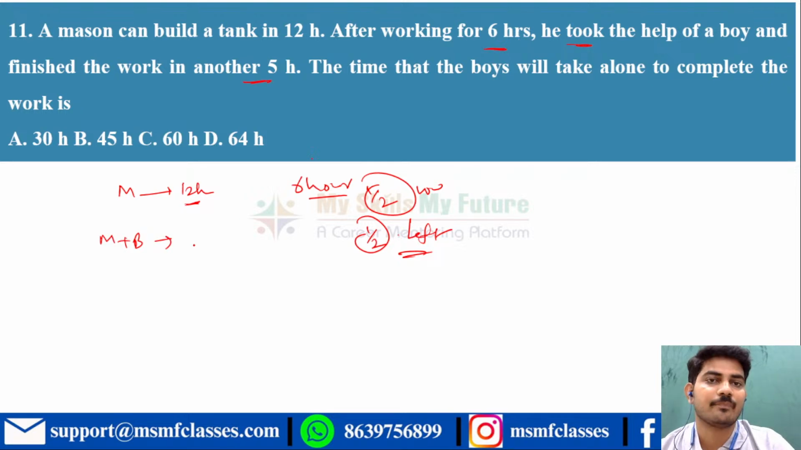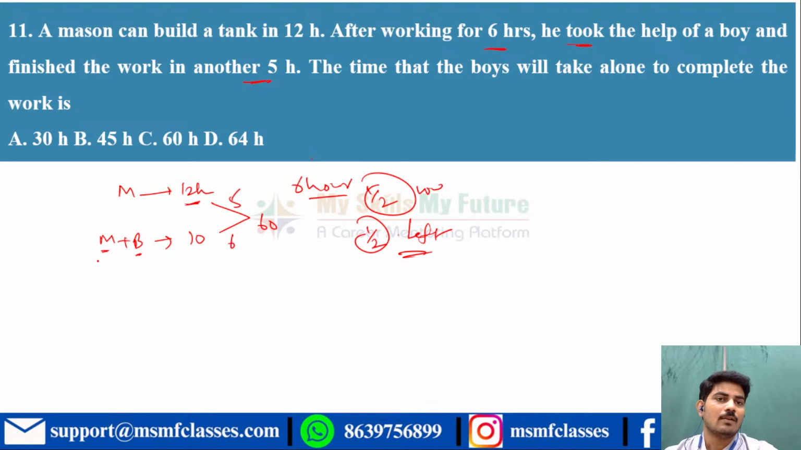So here we need to take 10 instead of 5. Why? Because the man is working 5 hours and the boy is also working 5 hours, so 5 plus 5 becomes 10 here. This will be the easiest way to solve this problem. What will be the LCM of 12 and 10? That will be 60. So the efficiency of the man will be 5 and the efficiency of the boy will be 1.